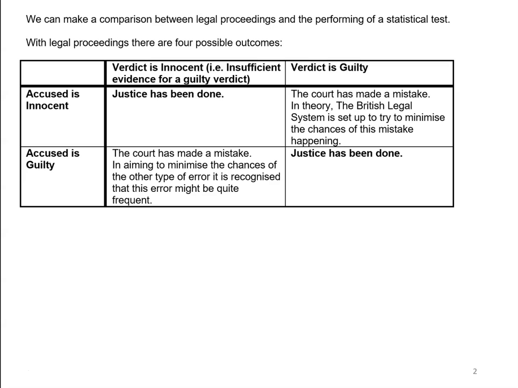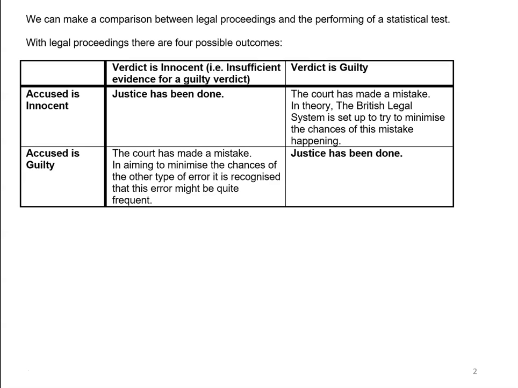With court proceedings, then, there are four possible outcomes. If the accused is innocent and the verdict is innocent, then we've got justice has been done. If the accused is innocent and the verdict is guilty, then the court has made a mistake.